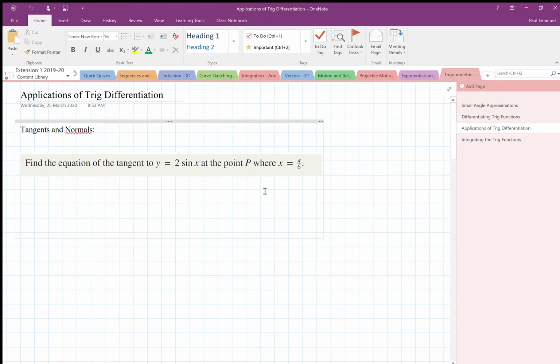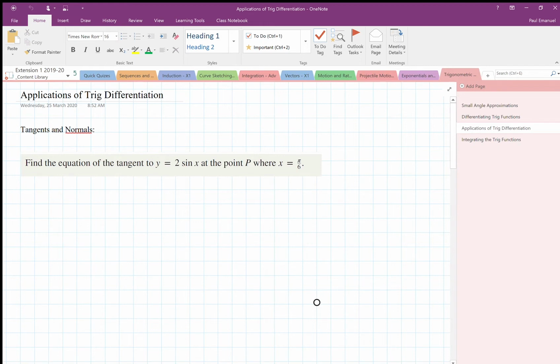Hello. So now we're doing applications of trig differentiation, which hopefully you've gotten used to the fact now basically means tangents and normals and things of that nature. So, find the equation of the tangent to y equals 2 sin x where x is pi over 6.